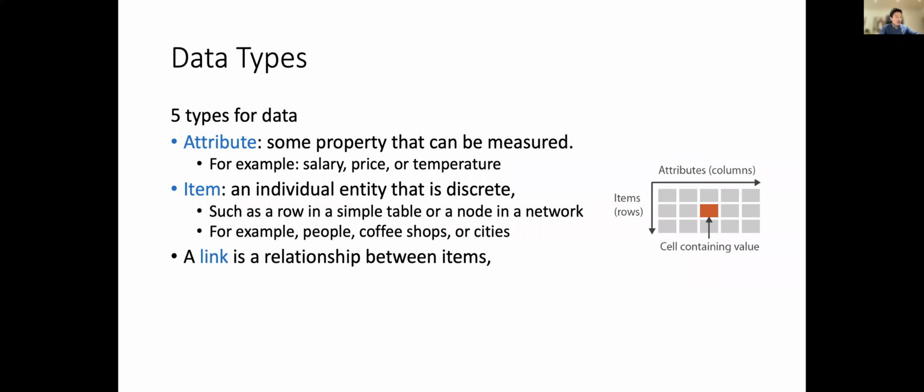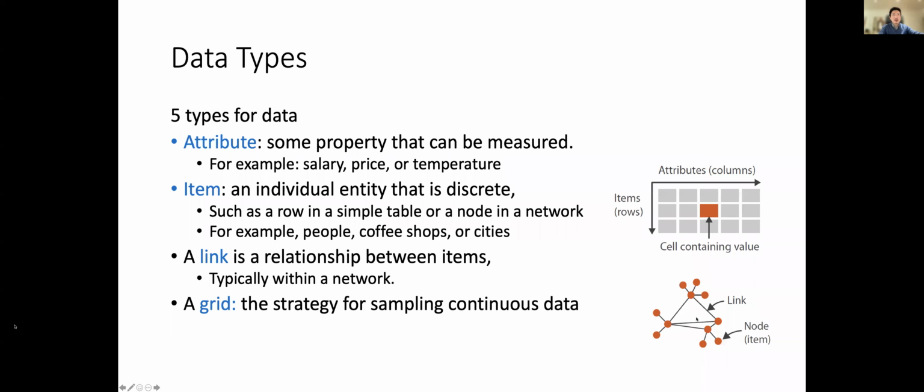Okay, and then you have the link, which is a relationship between the items, and that only happens in networks. In networks, you have these nodes, which are essentially the items, and then you also have these connections between different nodes, which are the links, which do not really exist in a spreadsheet, but exist only in networks. And then we have grid, which is something for 3D modeling, and which we're not going to really discuss here.